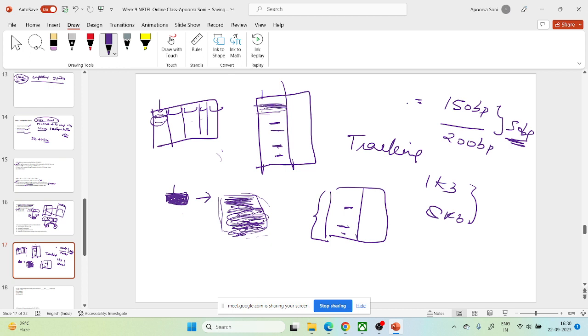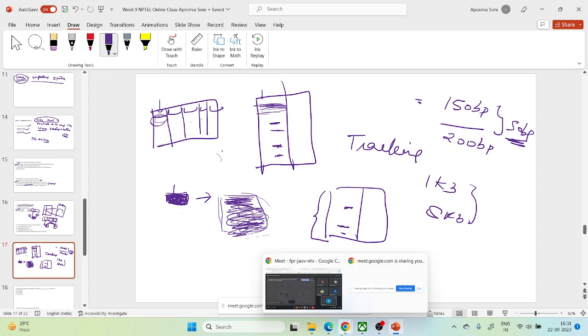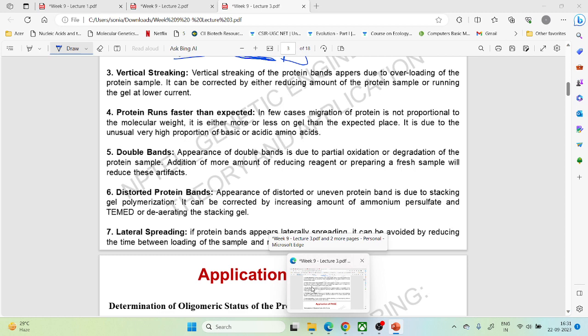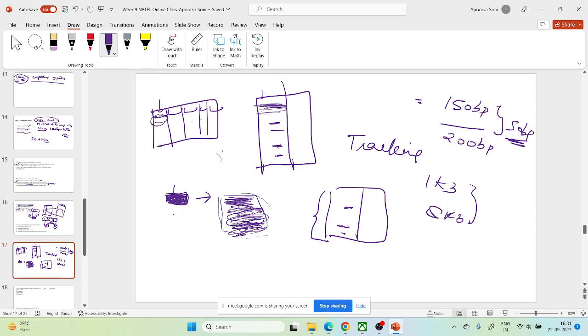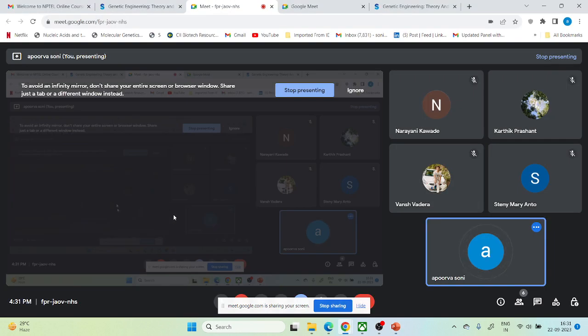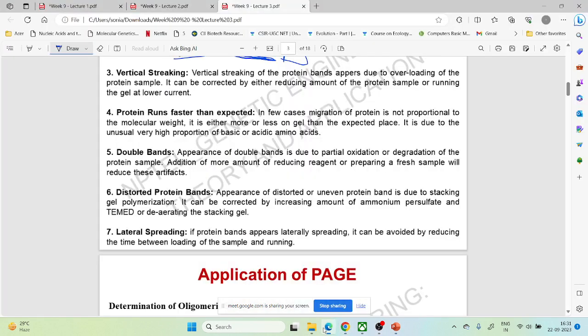Yes, ma'am. So diffusion happens when you are keeping your sample along with your loading dye in the gel for a very long time, then diffusion happens. And there are other problems also; yeah, you can have distorted protein bands also.